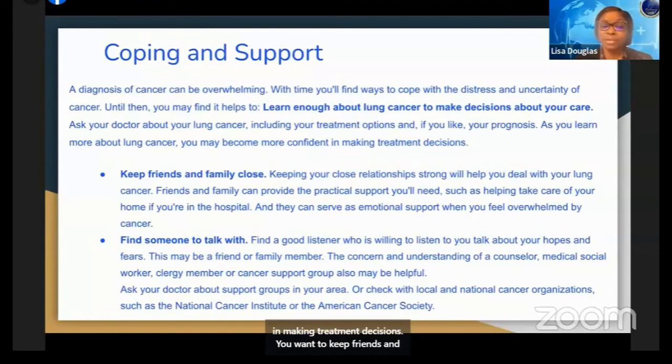You want to keep friends and family close. Keeping your close relationships strong will help you deal with your diagnosis. Friends and family can provide the practical support you'll need, such as helping take care of your home if you're in the hospital. And they can serve as emotional support when you feel overwhelmed by cancer or any illness.